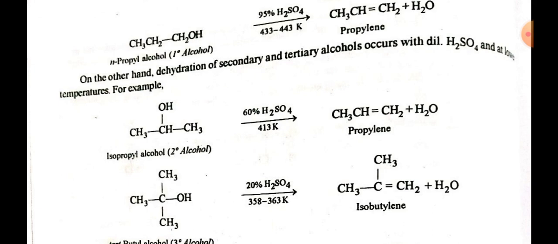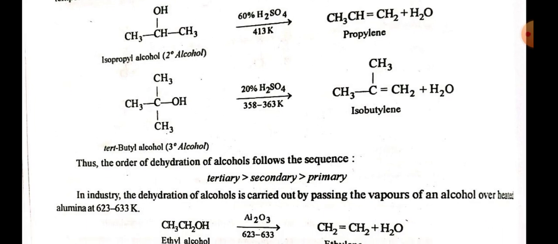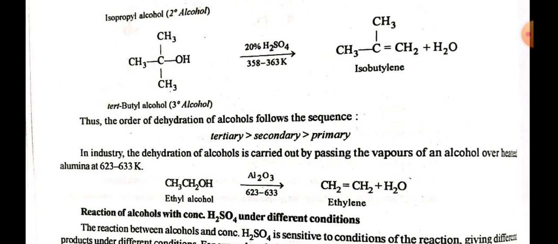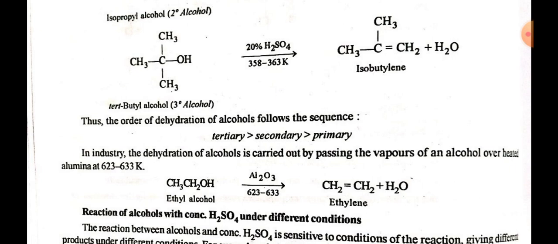In industry, the dehydration of alcohols is carried out by passing the vapors of an alcohol over heated alumina at 623 to 633 Kelvin. Reactions of alcohols under different conditions. The reactions of alcohols proceed in different ways under different conditions.